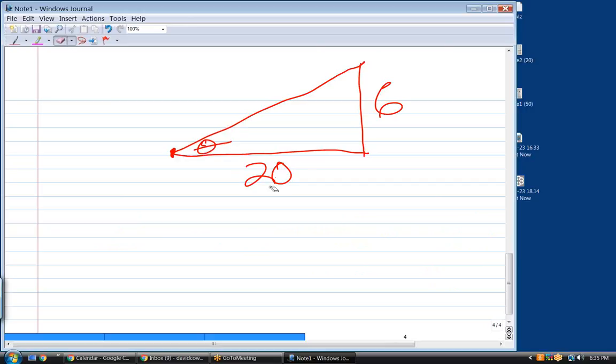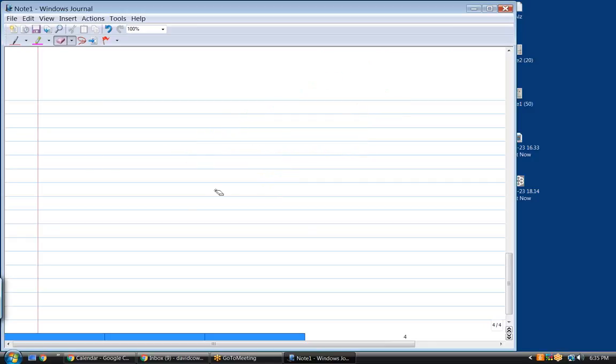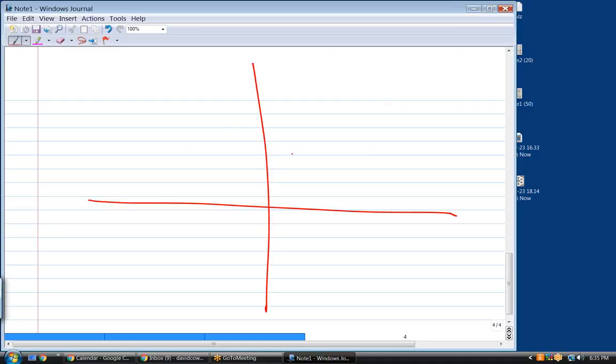Now, as long as you're dealing with angles that are multiples of 30, 45, or 60, you can use those two special triangles to solve almost everything. Have you gotten into the unit circle yet? Have you gotten into something called the unit circle? No, I haven't. That'll be what you do next.